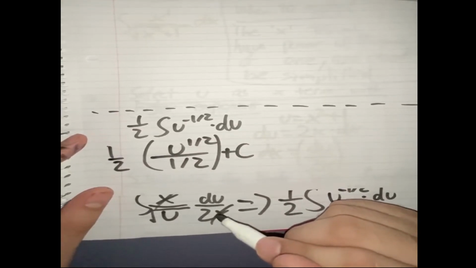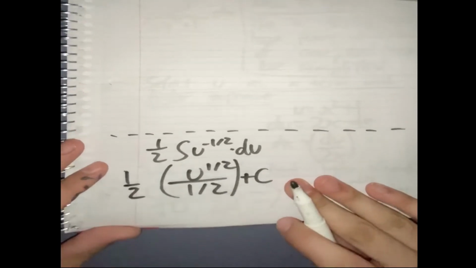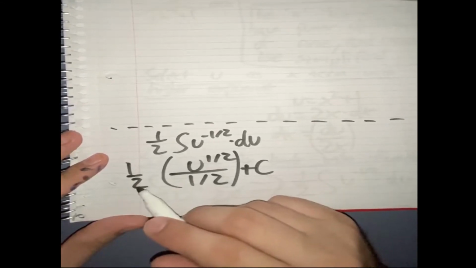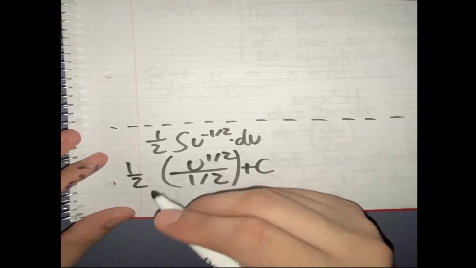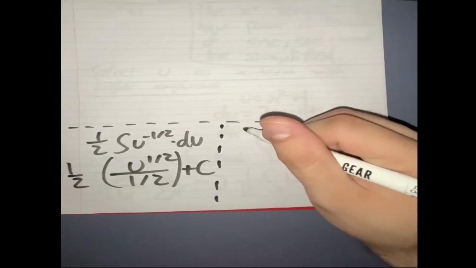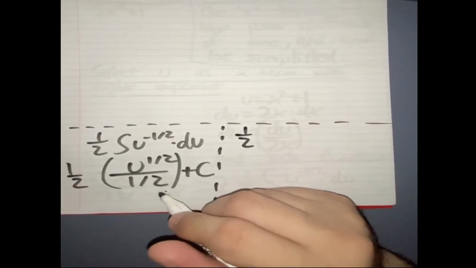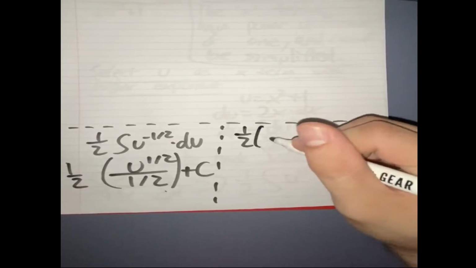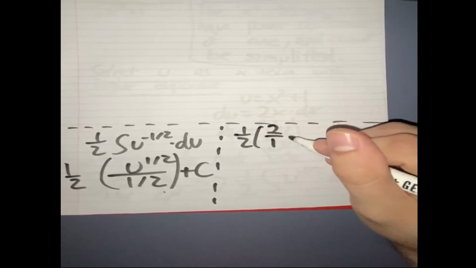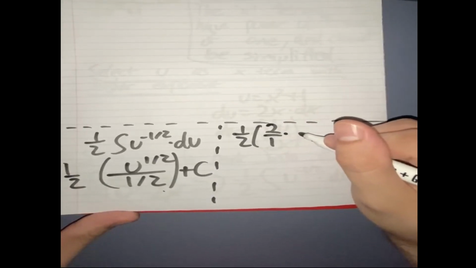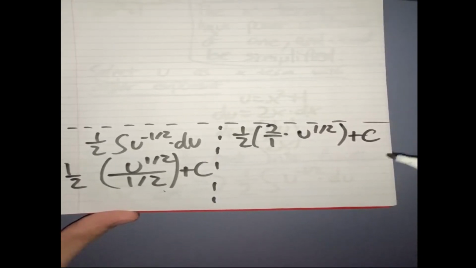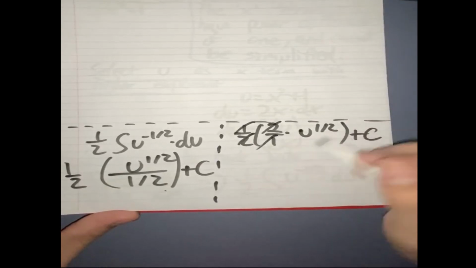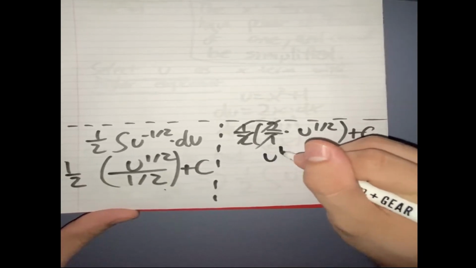Notice that this 1/2 is in the denominator and this one's in the numerator, so basically these cancel out. If you want to see that step, I can perform it real quick. 1/2 times 1/2 in the denominator reciprocates to 2/1 times u to the 1/2 plus c. And notice the 2's cancel, the 1's cancel, so we're left with u to the 1/2 plus c.